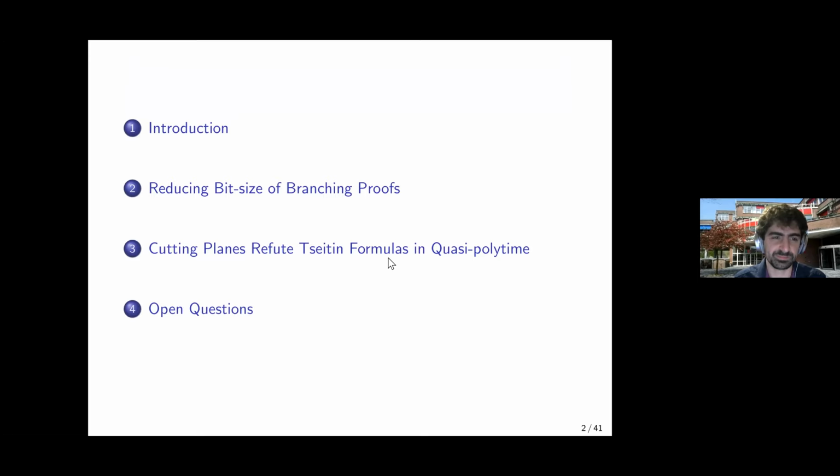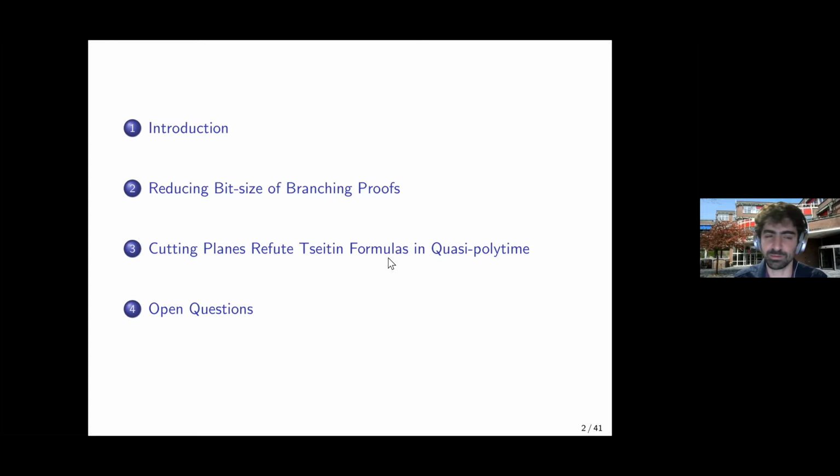And then the second part, which is, I guess, the bigger part of the paper and the more technical part, is about sanitizing the size or the bit size of branching proofs and showing that they can be related polynomially to the length of the proof. We'll get into that. And lastly, we'll talk about an accidental result, which was showing that a conjecture that was long held, that cutting planes would have a hard time refuting Tseitin formulas, is apparently false. And this uses the relationship to branching proofs.